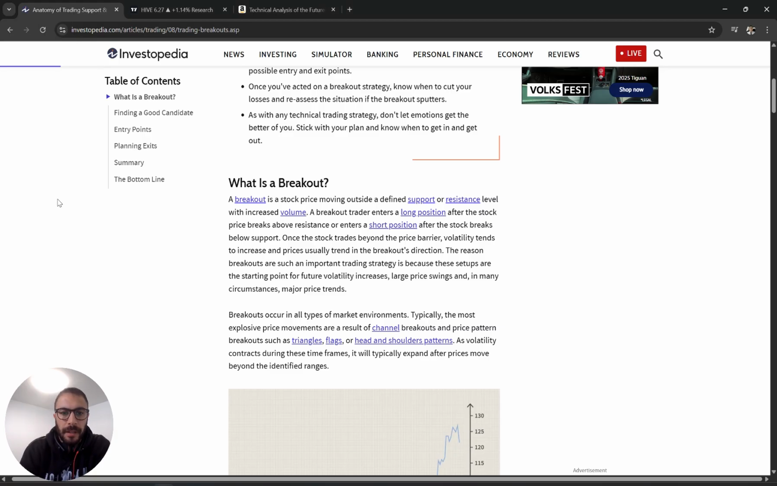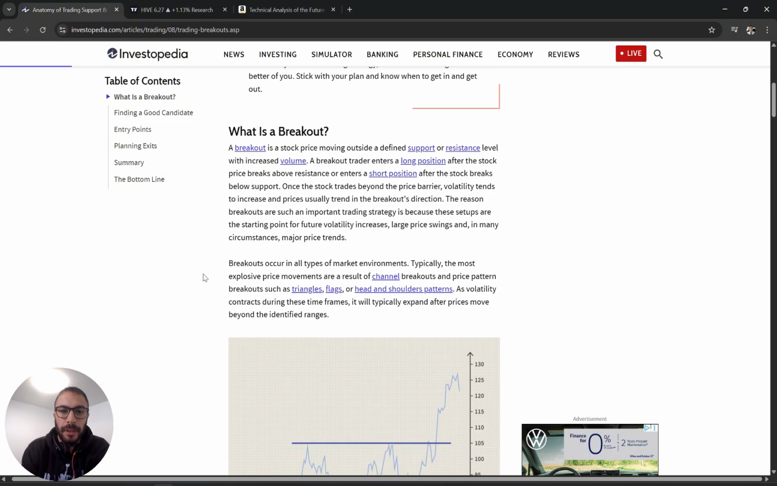So first off, what is a breakout? A breakout is when an asset price moves outside of a defined support or resistance level with increased volume. Essentially, the important parts here are it's breaking above or below some kind of support or resistance, and you are seeing an increase in volume. Those are the two main components. So very, very simple.